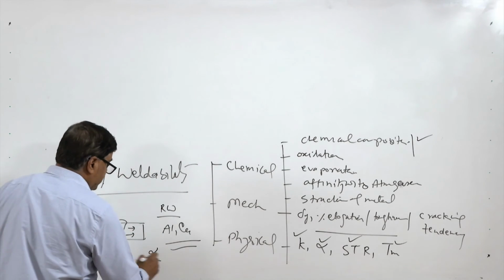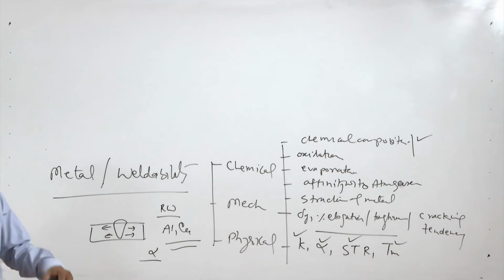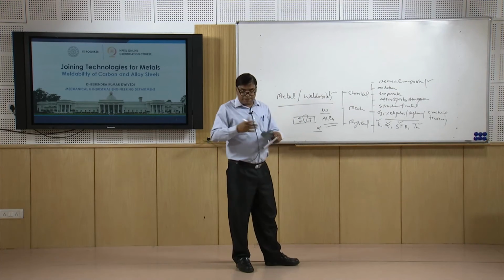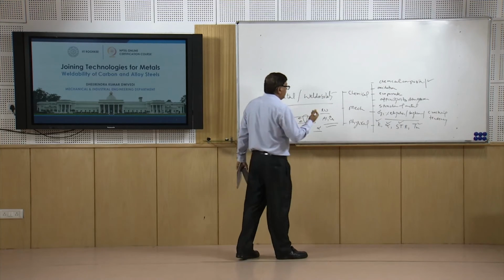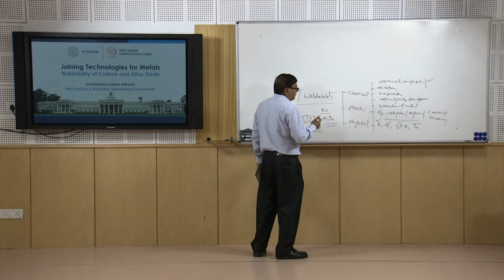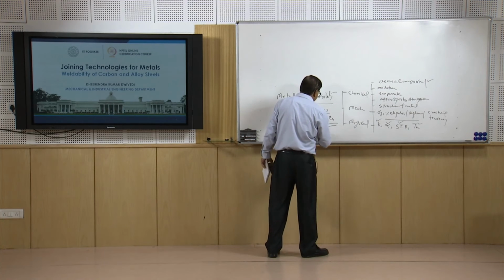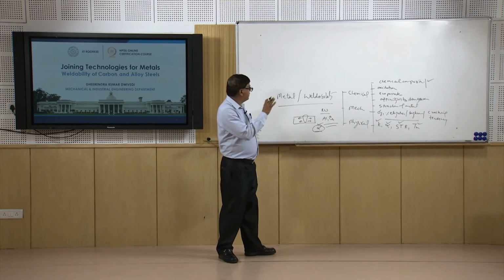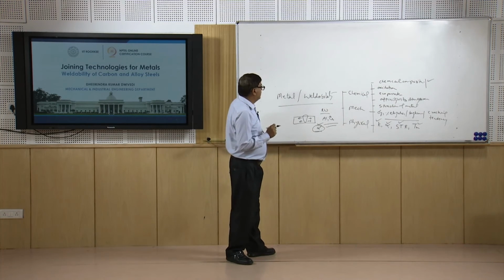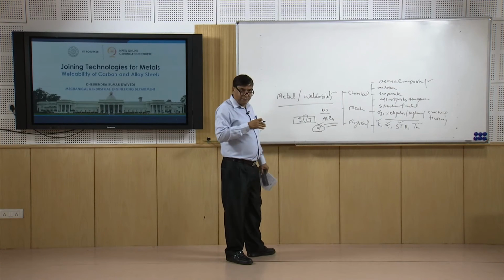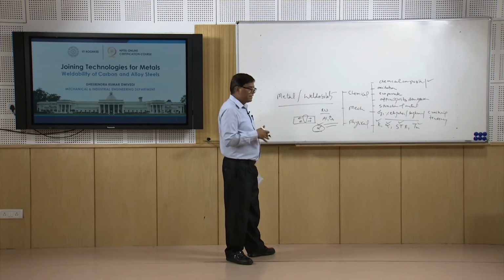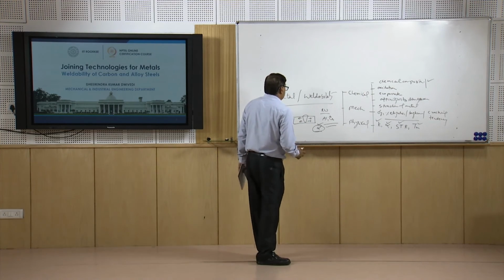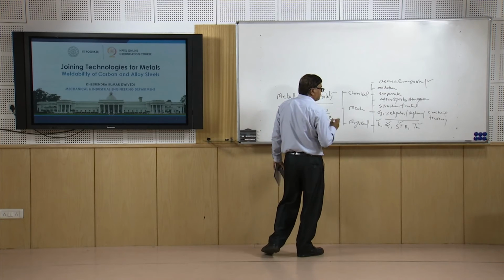Similarly, alpha, the thermal expansion coefficient. During welding we apply heat, and due to the application of heat there will be expansion and contraction. Higher expansion and contraction in the case of high thermal expansion coefficient metals will lead to more residual stresses and distortion tendency, and thereby it will reduce the ease of welding. So, high alpha is also not good from the welding point of view.